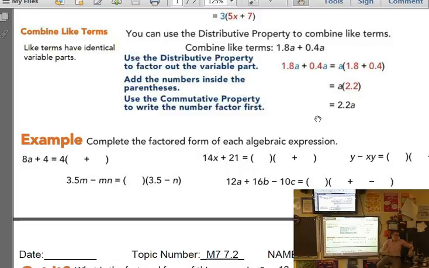So where we're going to pick up tomorrow is talking about why we can or cannot combine certain terms. Thank you guys very much. Give me a little bit of time to fix 7-1. Give it a shot. Come back with questions.